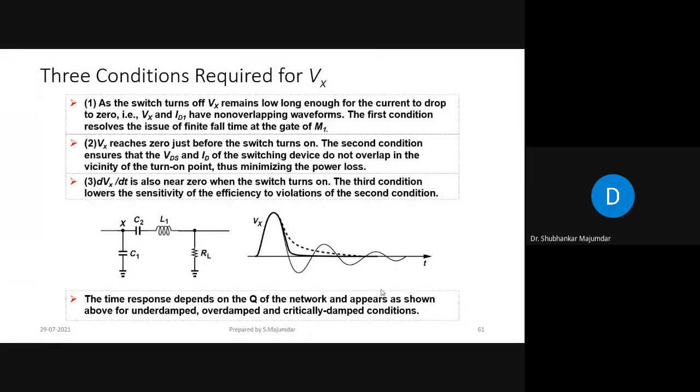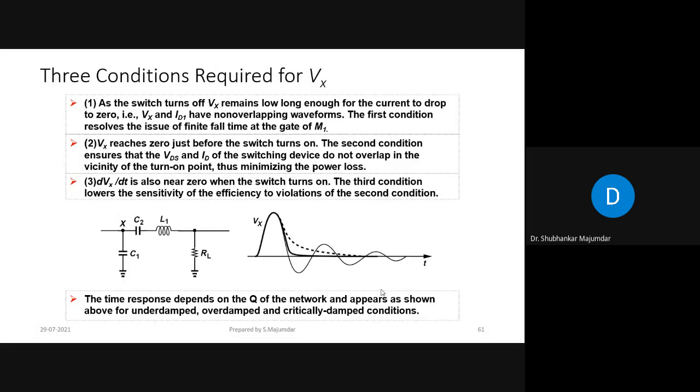So now three conditions are required for the class E amplifier. One is, as the switch turns off, Vx remains long enough for the current to drop to zero. Vx and ID1 have non-overlapping waveforms. The first condition resolves the issue of finite fall time of M1. Then Vx reaches zero just before the switch turns on.